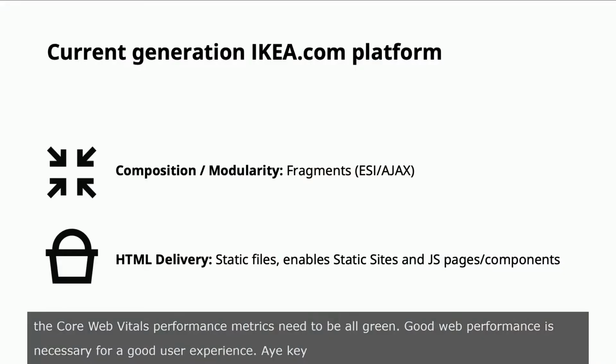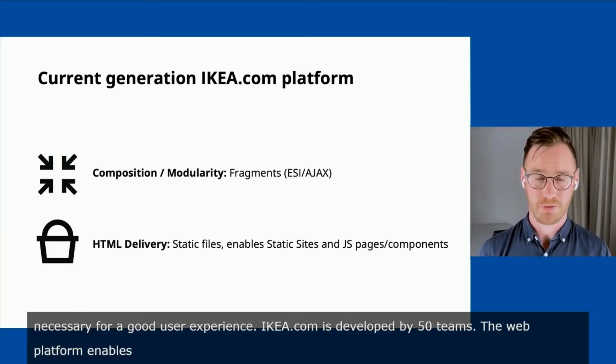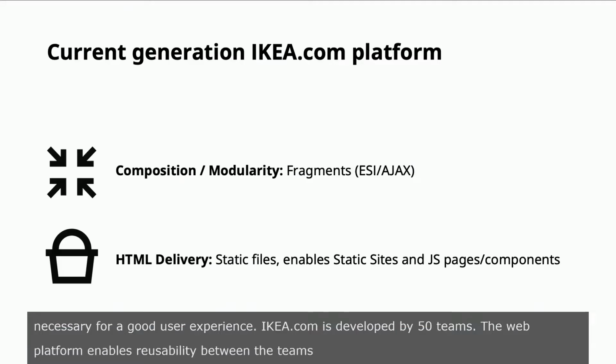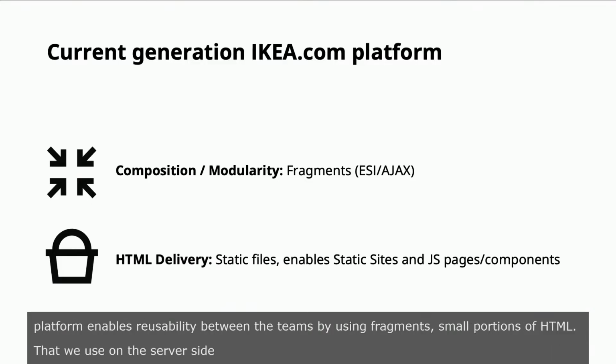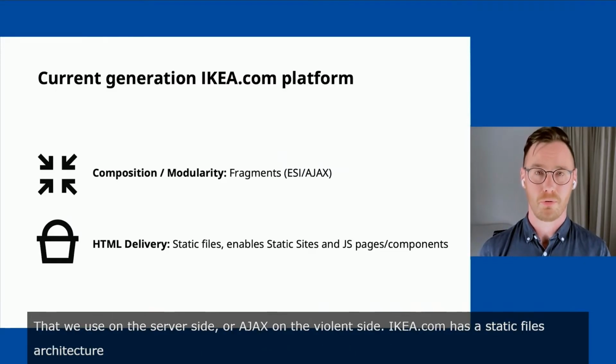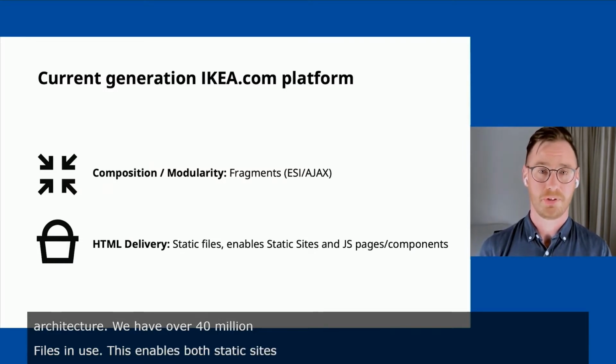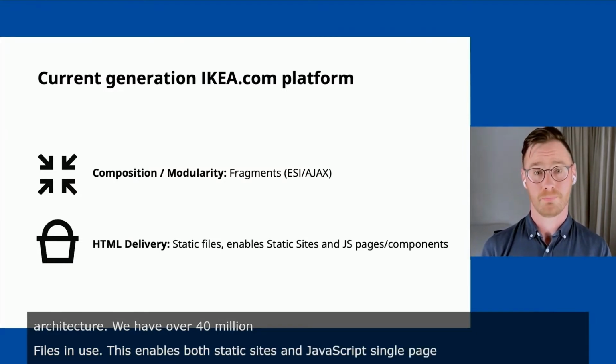IKEA.com is developed by 50 teams from Ingka Digital. The web platform enables collaboration and reusability between the teams by using fragments, small portions of HTML that we compose using either edge side includes on the server side or Ajax on the client side. IKEA.com also uses a static files architecture. We have over 40 million files in use. These files enable both static sites and JavaScript single-page applications and components.